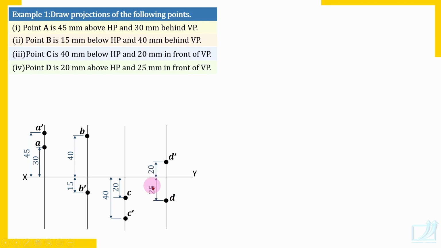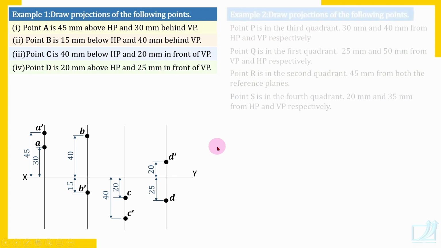Top view gives distance from VP. That is why this point you should label as D, because 25 millimeter is distance from VP. Now watch the drawing. Front view above means point D is in first quadrant. Okay, one more example.